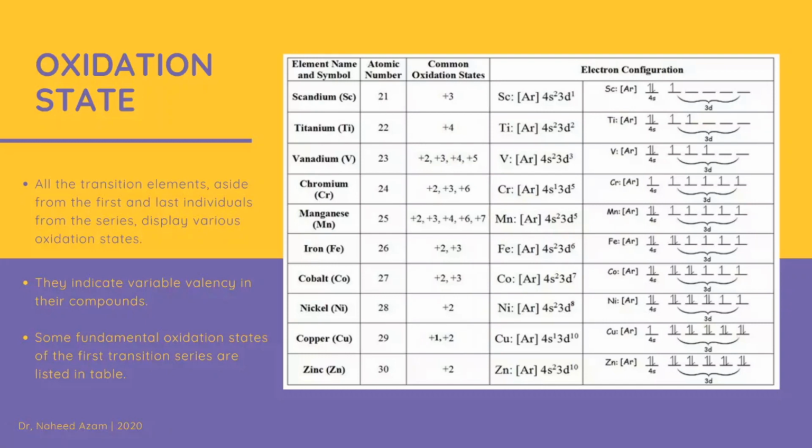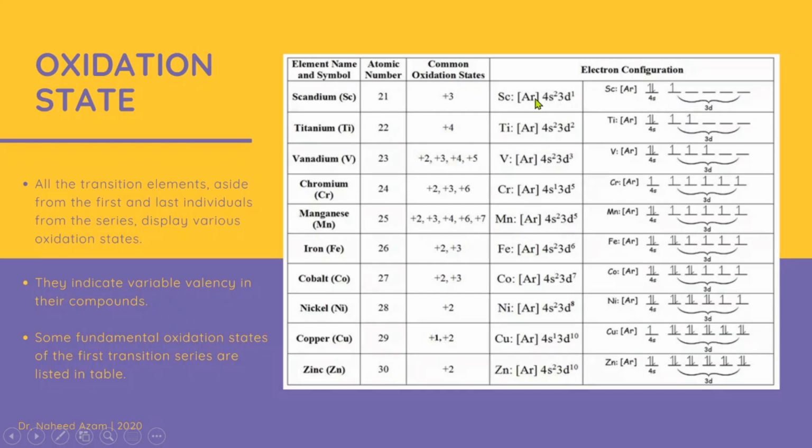Now, oxidation state. What is oxidation state? All of you know oxidation state is formal charge left on atom or ion. So, transition elements, aside from the first and last individual from the series, display various oxidation states. Now, why first and last? Scandium 21 shows only plus 3 oxidation state.